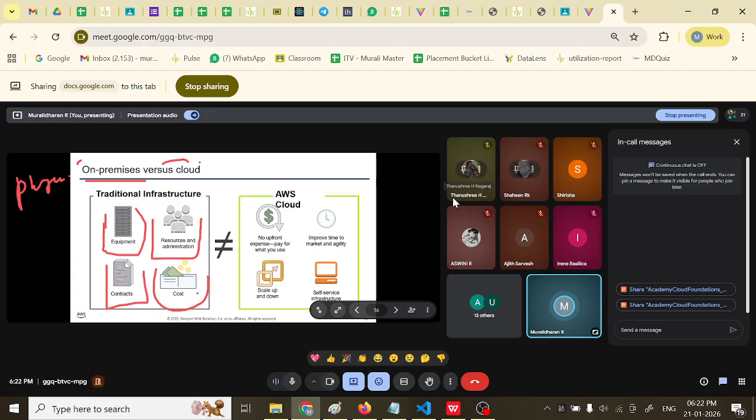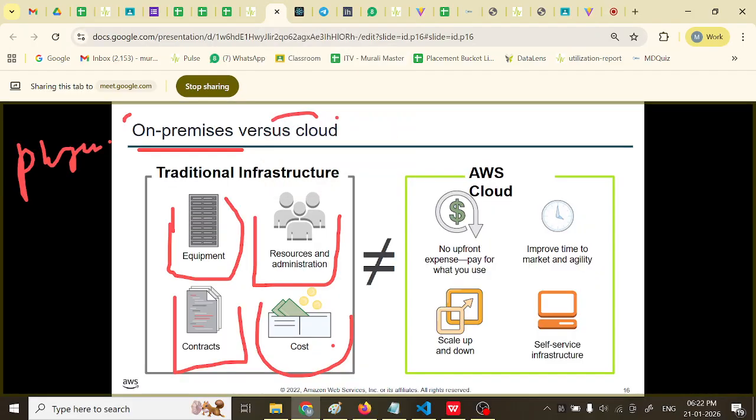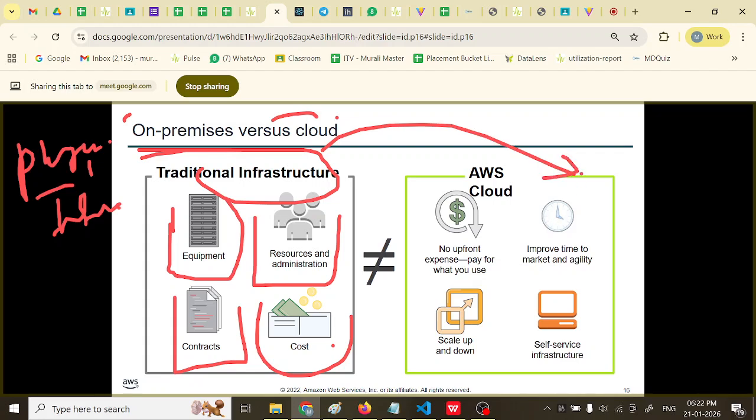So now, same thing, we are able to use it in AWS. Now see, if you're going for physical infrastructure, you need to spend all this money. Now when you go for AWS, what is the plus point? Here you see, no upfront expense, pay for what you use. There is no need of office setup, nothing. You just go directly without having any capital.